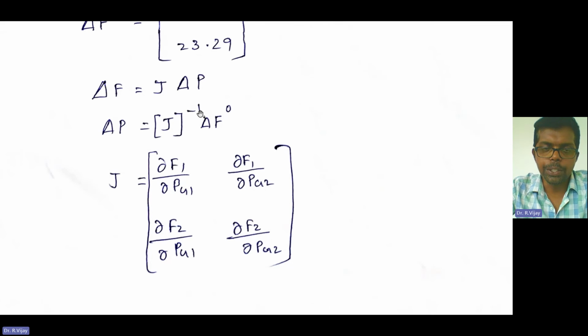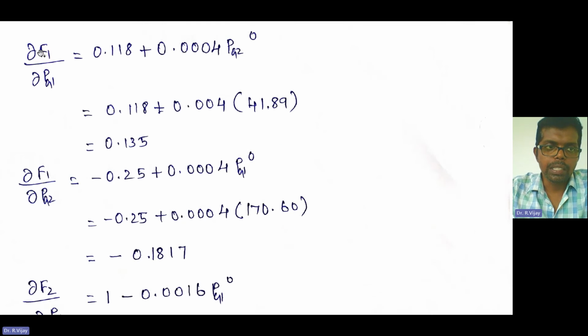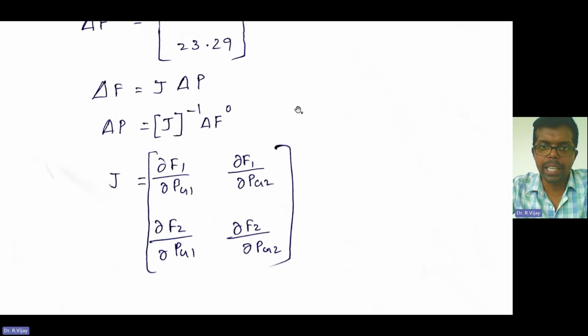So first we need to calculate the J. J is equal to ∂F1/∂PG1, ∂F1/∂PG2, next ∂F2/∂PG1, next ∂F2/∂PG2. Now, to calculate ∂F1/∂PG1, we need to use the already given initial value, so we substitute PG2 as the initial value 41.89 megawatt.